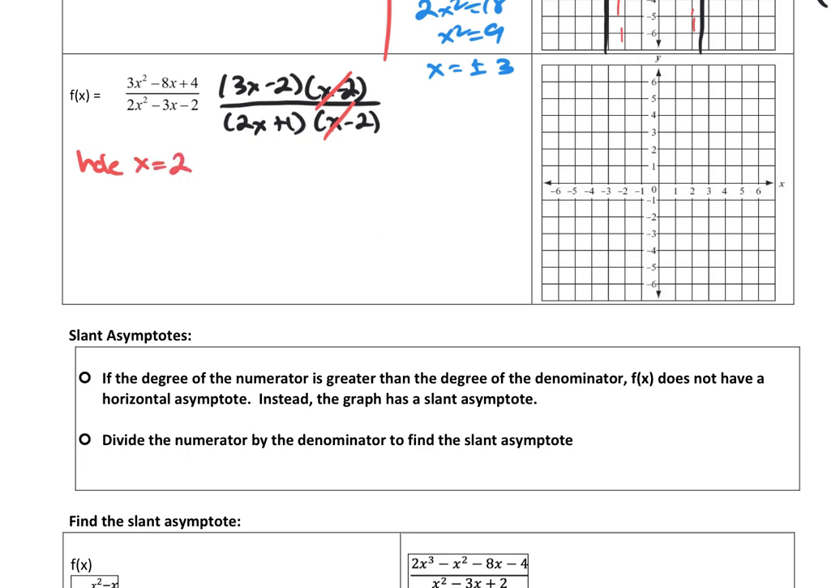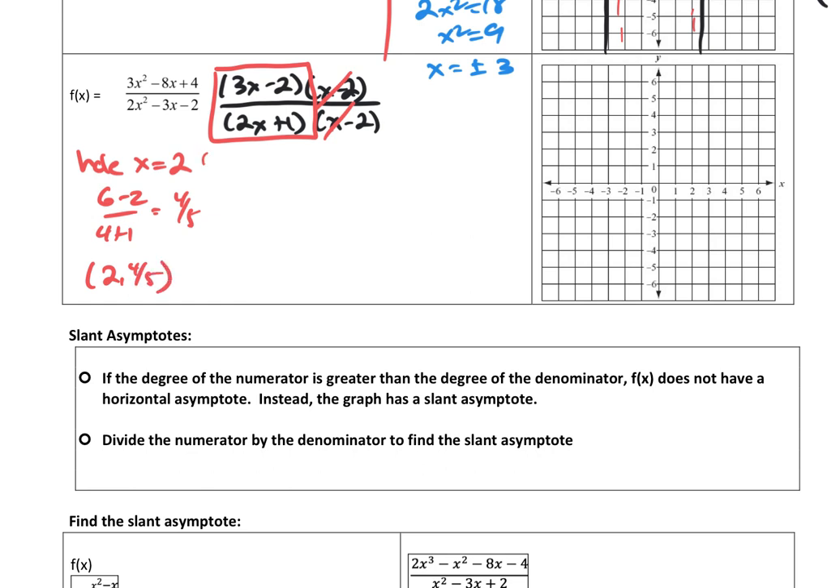To figure out the y value, we're going to plug it in. And again, when we plug it in, we're plugging into whatever is left after we've canceled. And we're also using that expression to identify our asymptotes and any other intercepts. So I'm going to plug a 2 into that expression. And if I do, then we're going to get (6 - 2) over (4 + 1), which is going to be 4 over 5, which tells me that I have a hole at (2, 4/5).